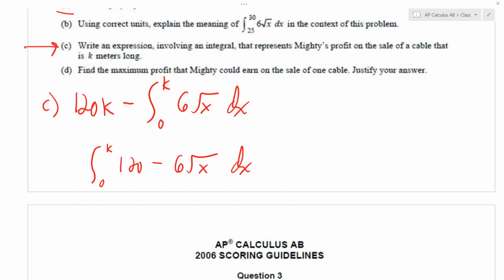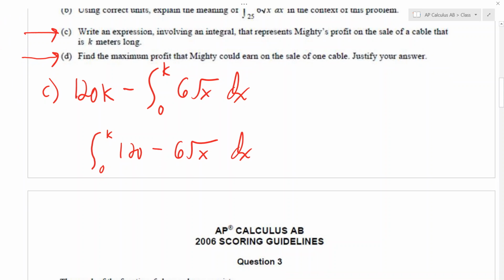Okay? And D says find the maximum profit. Well, you should know that anytime you want to find the maximum of anything, you want to find its derivative. You want to find the zeros or the undefined places for that derivative. And then you want to find the amount at those places. Okay? You also want to check the endpoints if you got them. If you don't have endpoints, then you got to think about the sign of the derivative. Okay? Like you got to check and see if the derivative is going positive, negative, negative, positive.